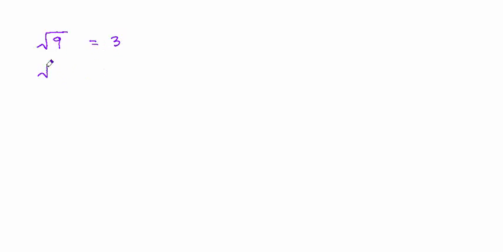The square root of 16 is 4 because 4 times 4 is 16. The square root of 49 is 7 because 7 times 7 is 49. So this is the square root.